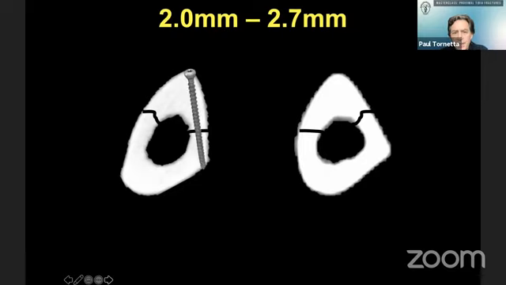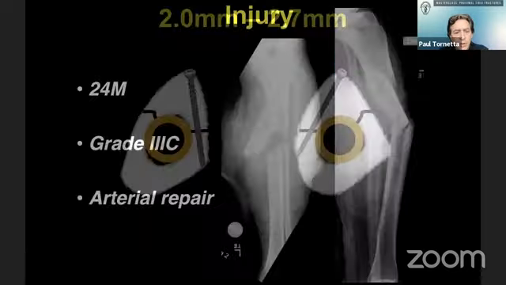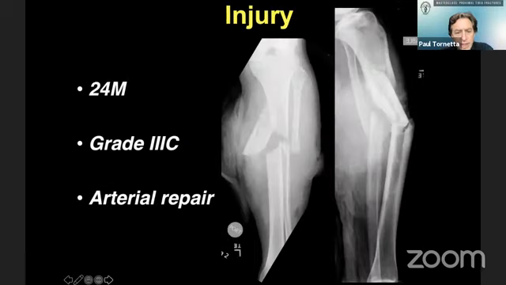So you can actually fit 20, 24, and sometimes 27 screws inside the cortex and still leave room for your nail to go around those screws. So this is actually one of the first cases, a 24-year-old with a grade 3C that required an arterial repair.